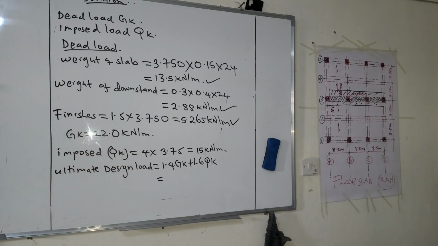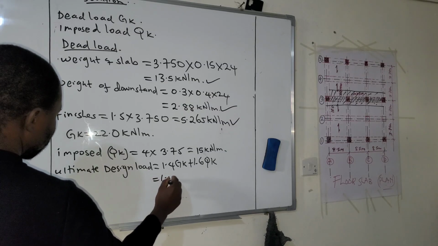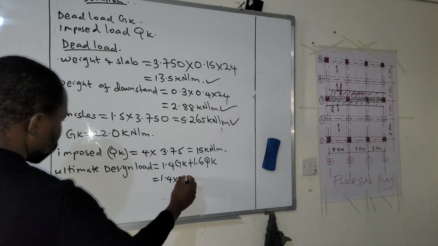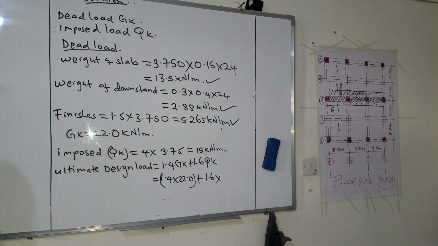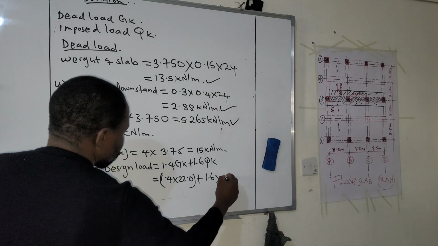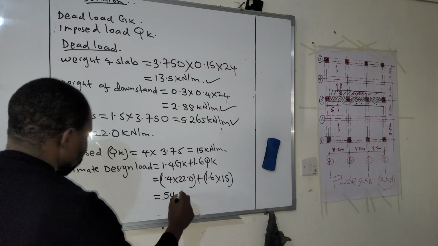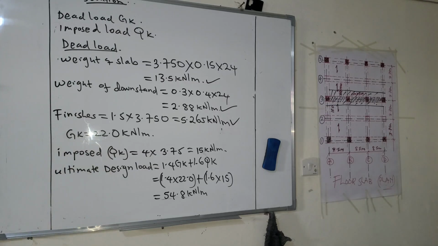So GK is the dead load. So this one is equal to 1.4 GK, which is 22.0, plus 1.6 times QK, which is 15. So you will get 54.8 kilonewton per meter. So that is our ultimate design load.